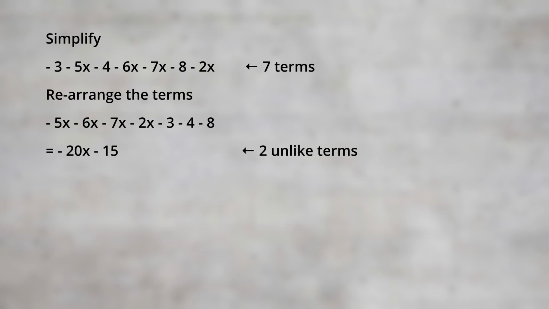Here is another expression to simplify. While this looks harder than the previous ones, it is actually easier because all the signs are the same, even though they are all negative. I have rearranged the terms with the variable terms first and the number terms called constants at the end. Now, add all the variable terms together to get negative 20 and all the constants together to get negative 15. There are 2 unlike terms, so this is the final answer.